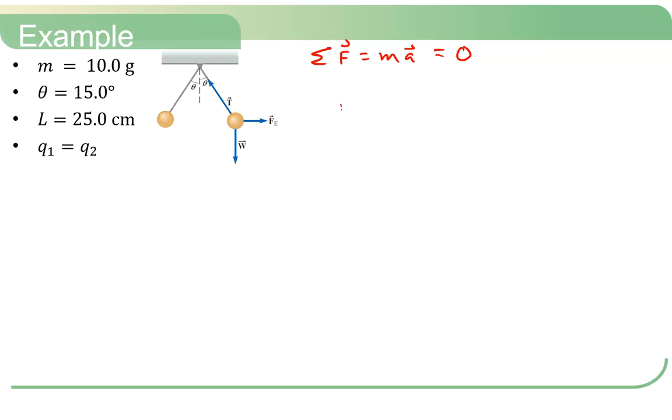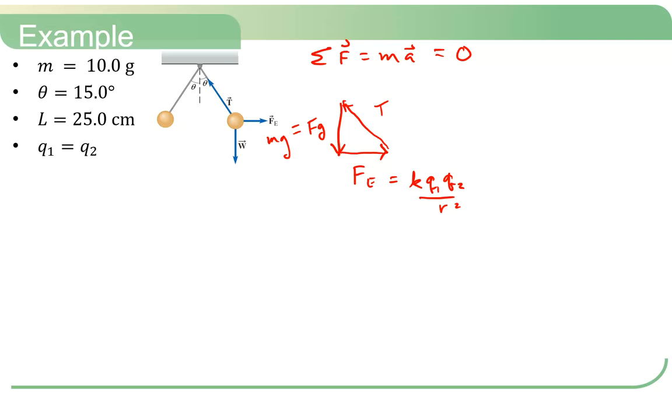So I'm going to have the force of gravity, which is equal to mg, plus the force of electrostatic force. I'm going to draw this again, even though it probably will come back. And then my final force was tension. So there I've drawn the sum of the forces equals 0.